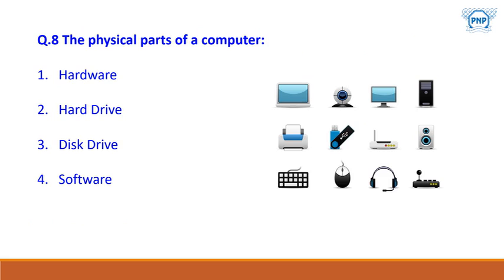Question number 8. The physical parts of a computer. First is hardware, second is hard drive, third is disk drive, fourth is software. Physical means which you can touch and which you can see directly. So the answer is hardware. All this comes under hardware.